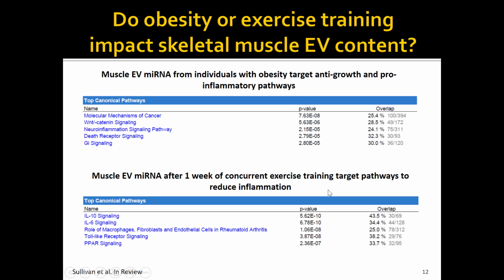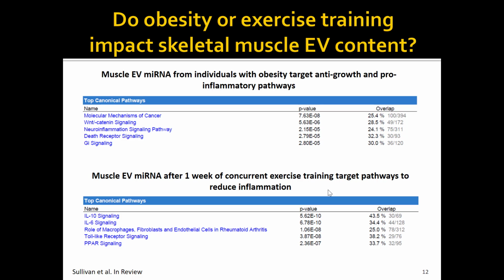The last piece of data I want to show you is some work that we've just completed. It's a small pilot study where we took a look at the microRNA that we derived from EVs released from human muscle, from lean individuals or individuals with obesity, and then we looked at where these EV microRNA target. What pathways do they target? And what we saw is that compared to lean, the EV microRNA from individuals with obesity target anti-growth and pro-inflammatory pathways.